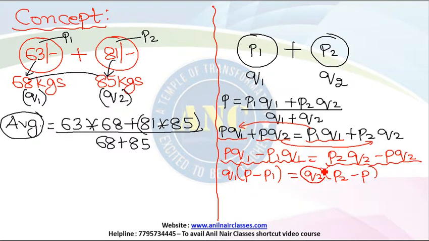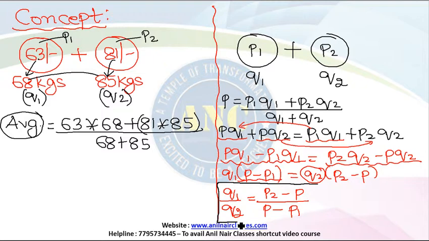Shift this Q2 to the right hand side, it becomes Q1 divided by Q2. Shift P minus P1 to the left hand side. Here it is P2 minus P divided by P minus P1. Very important concept, very important analogy. Q1 by Q2 is nothing but P2 minus P divided by P minus P1, where Q1 and Q2 are quantity 1 and quantity 2 respectively.